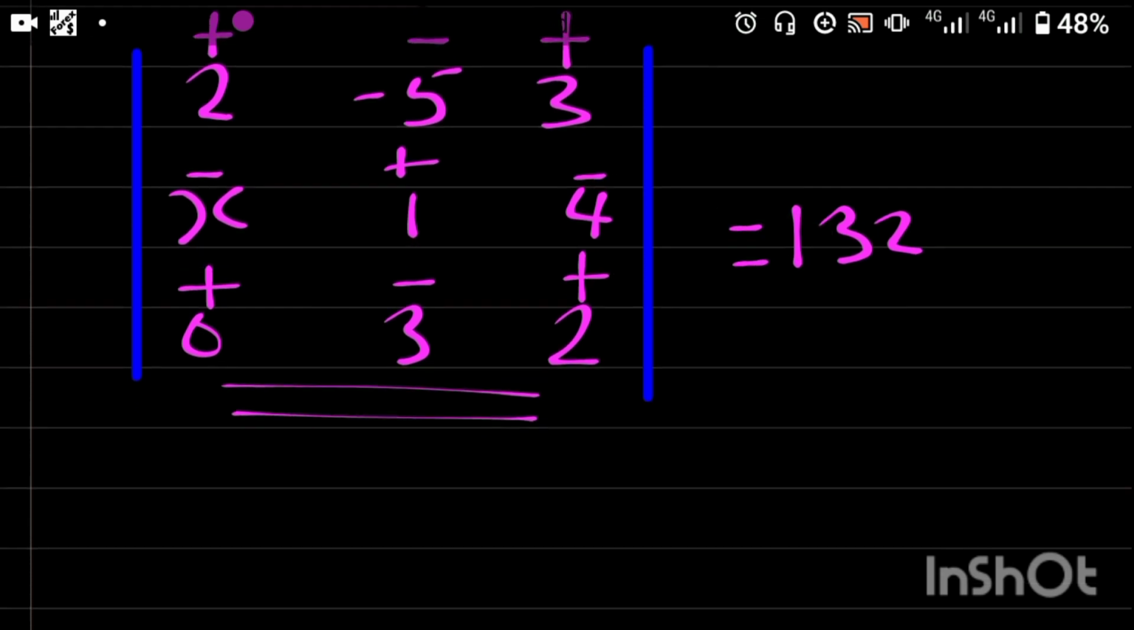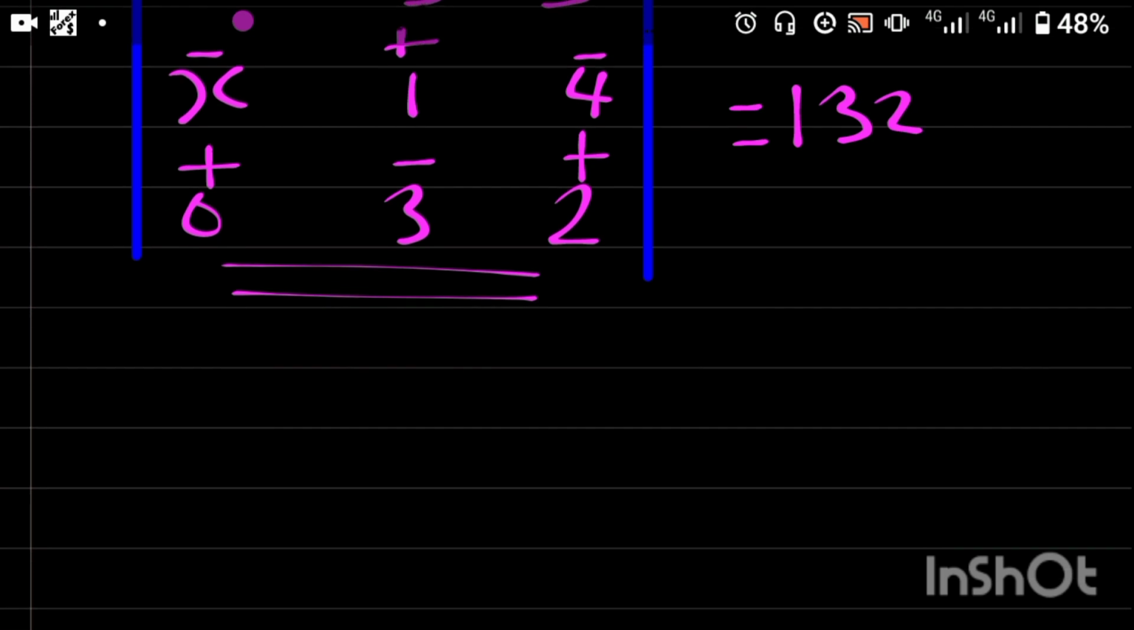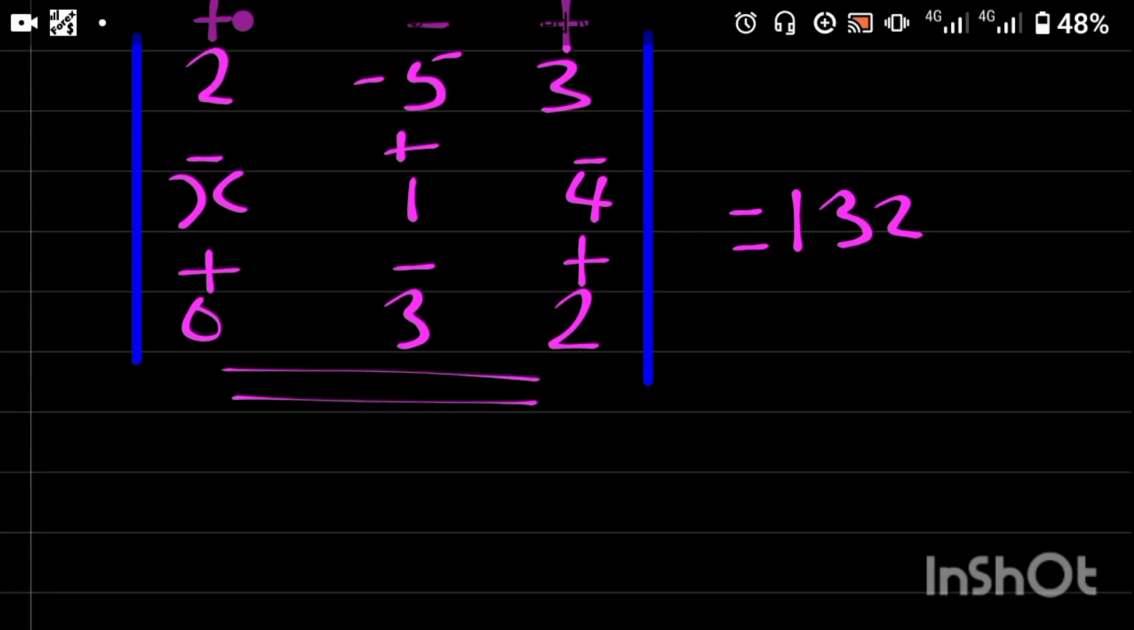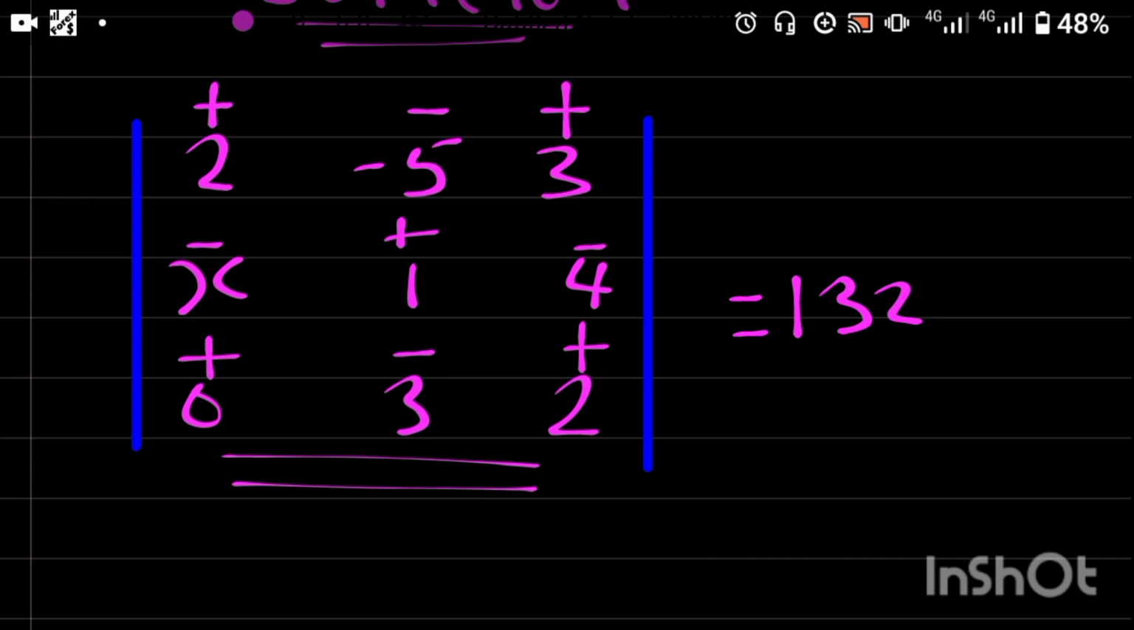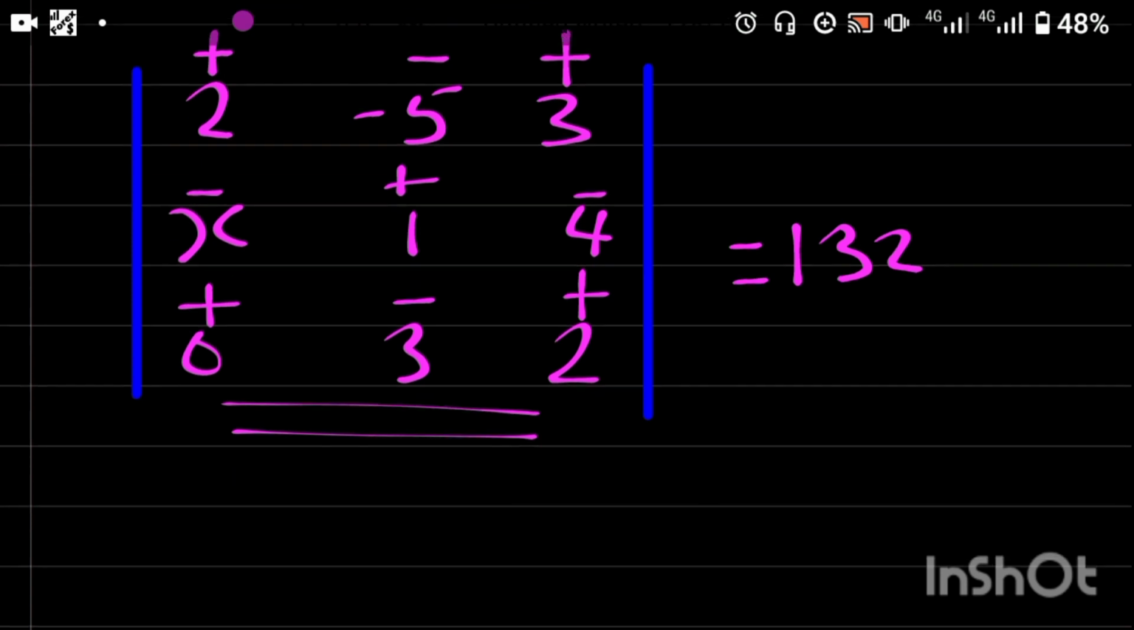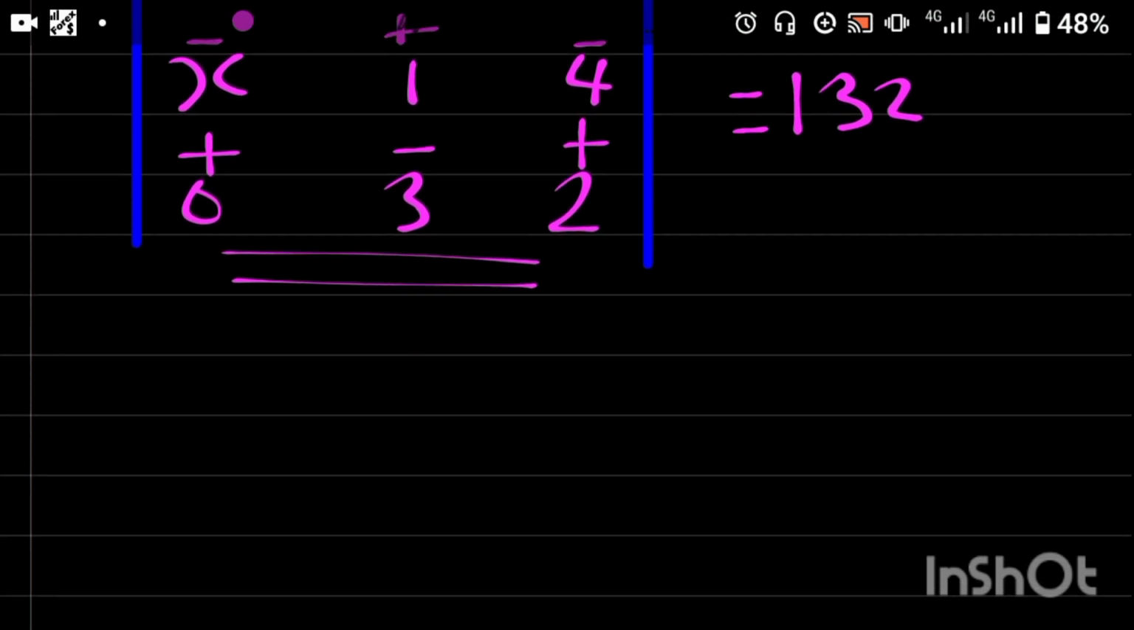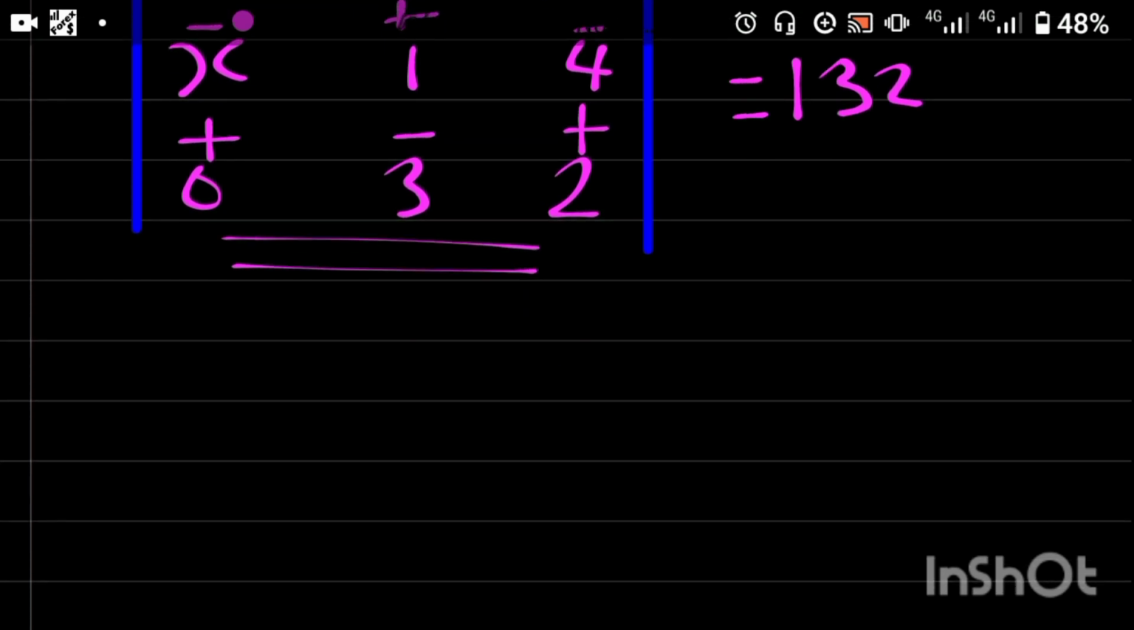Now let's continue with the solution. The question now is, why have I chosen this row? I have chosen this row because I have 0 there. I understand that I'm going to use the row I've chosen to multiply every other thing I have, and 0 times anything is 0. It makes my work easier and faster. So if you expand with any other row, you will still get your answer correctly.